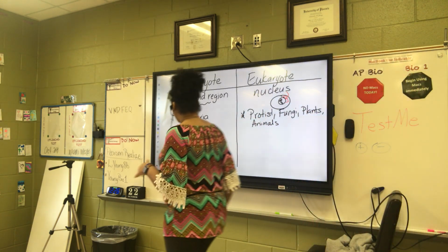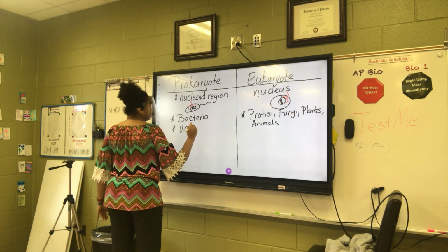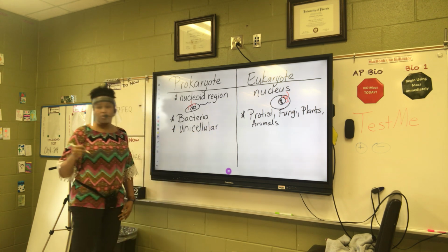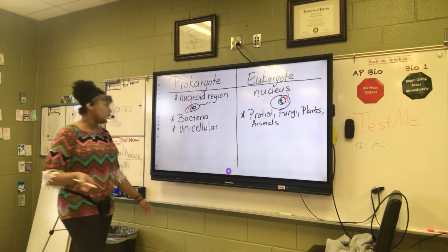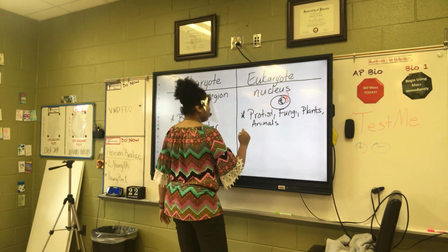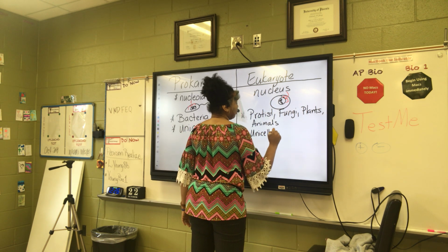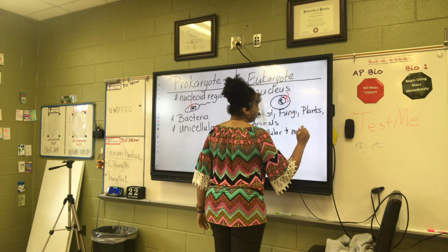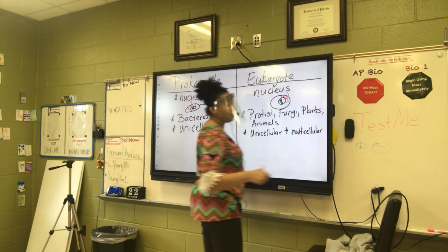Another thing about prokaryotes is that they are all going to be unicellular. What does unicellular mean? One cell. These are single cell organisms. Now, when I think about eukaryotes, though, I have some eukaryotes that are unicellular and others that are multicellular. What are we? Multicellular. Right, we're multicellular.